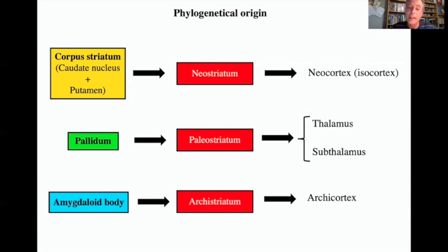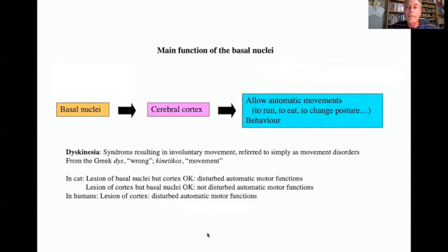The amygdaloid body is considered a door to the hippocampus. So this is related with the archicortex. Okay, right. What are the main functions of these basal nuclei?